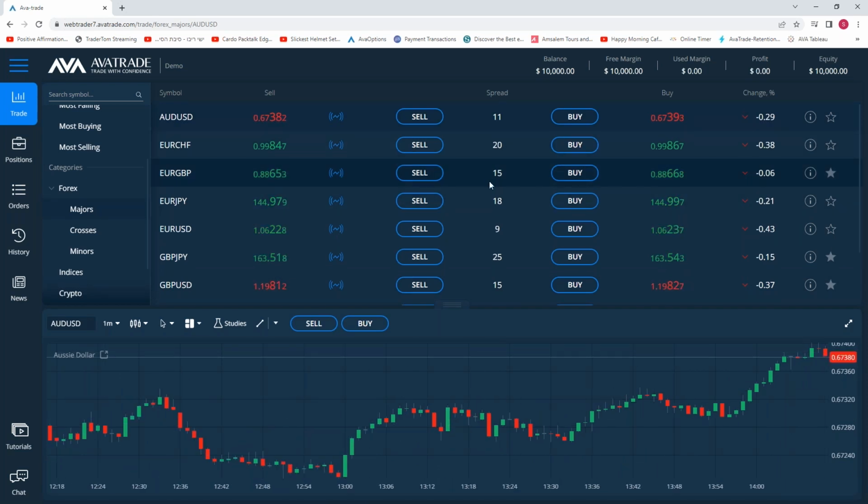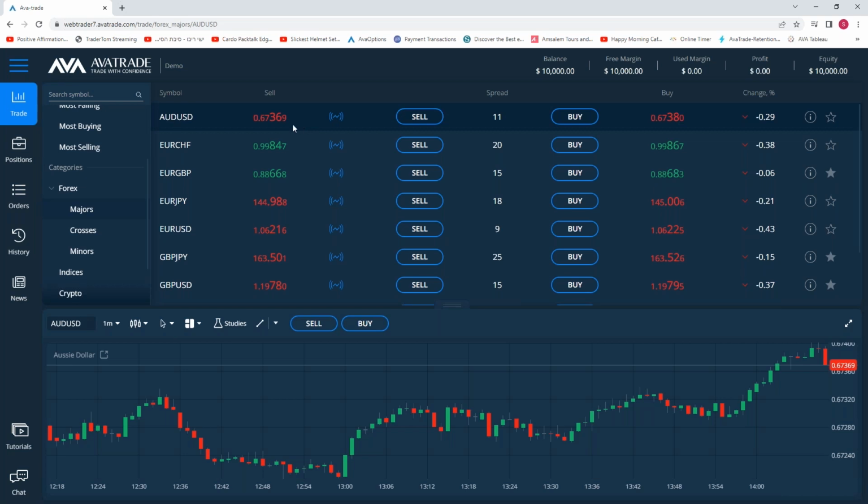So the spread is the difference between the bid and the offer. There are a few ways that traders refer to it. The one on the left is the bid. It's what somebody is willing to pay. So that's called the sell. If you're willing to sell, you're selling to the bidder. And the buy, that's the price of the offer. That's what's being offered at this time.